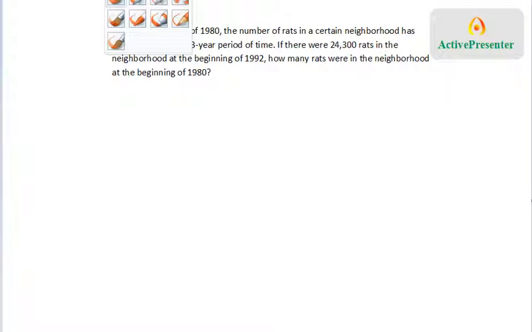Okay, here we have a question about rats. So we need to deal with the rats in SAT. Basically, there are some number of rats in the beginning of 1980. In the beginning of 1992, there are 24,300 rats. The question is, how many rats were there in the beginning of 1980?